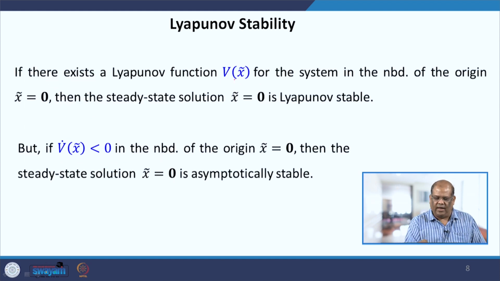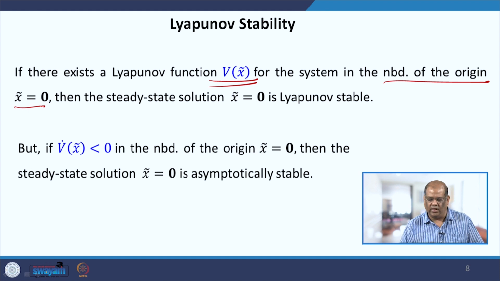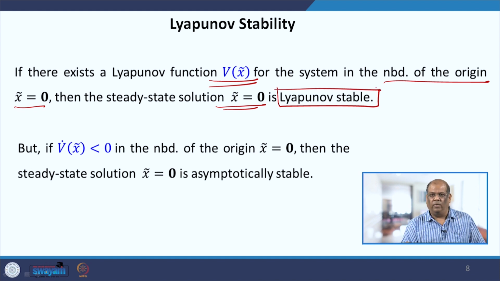If you can find such a Lyapunov function, which is again not unique, and there is no hard and fast rule for how you will find that function, but if you can find that function in the neighborhood of the equilibrium point, in this case the origin, then the steady state solution is called Lyapunov stable. However, if V dot is negative definite, then it is called asymptotically stable.